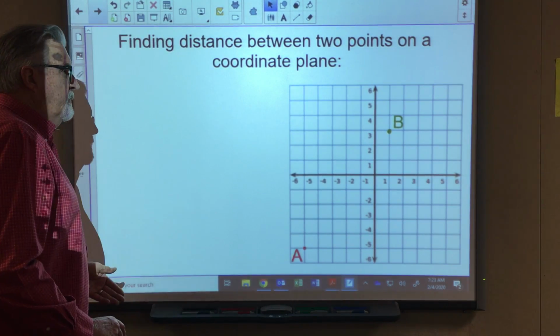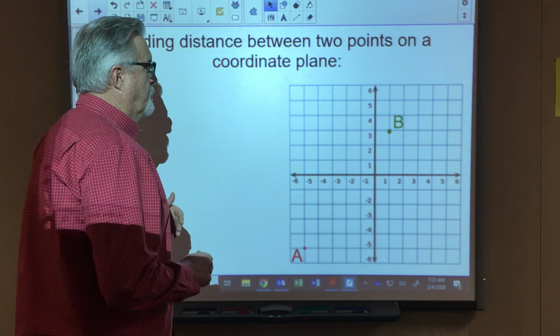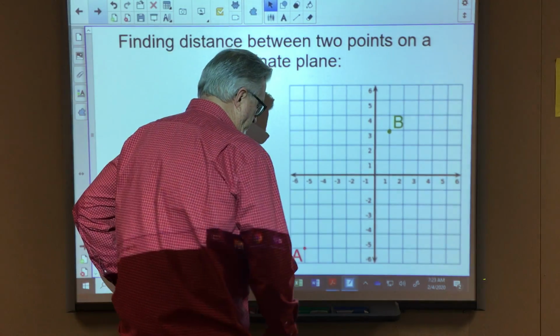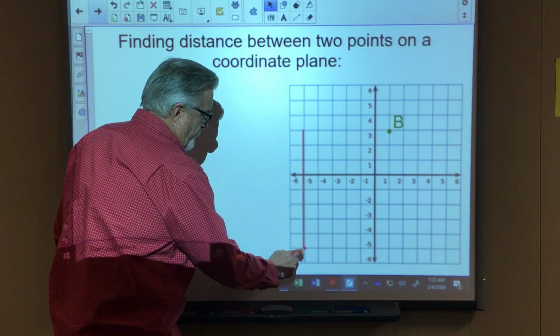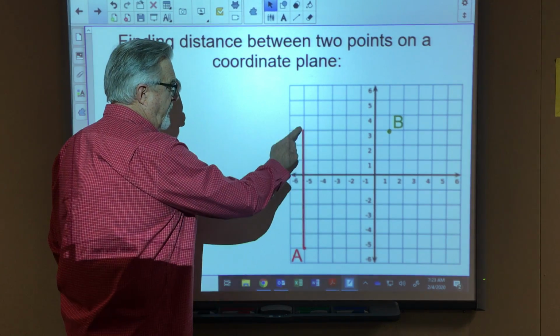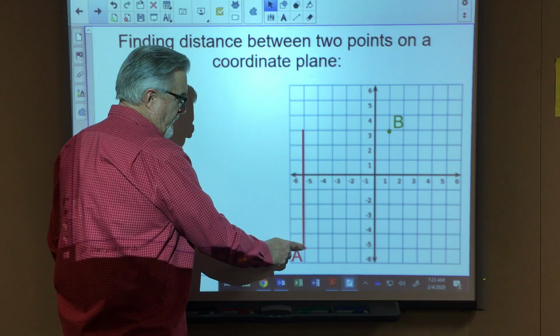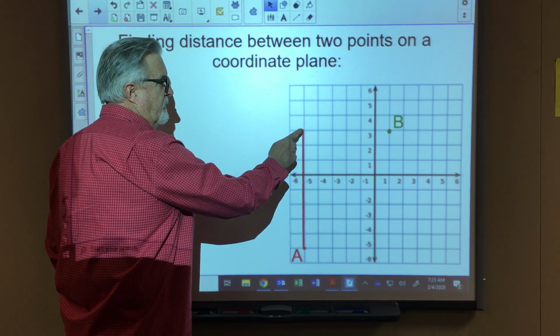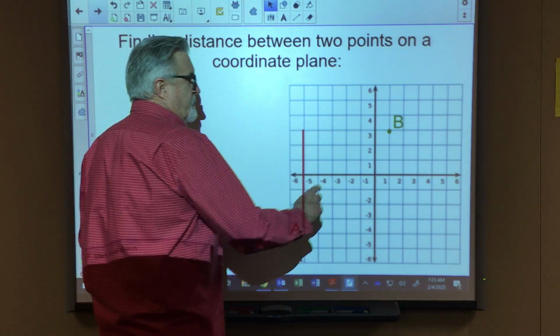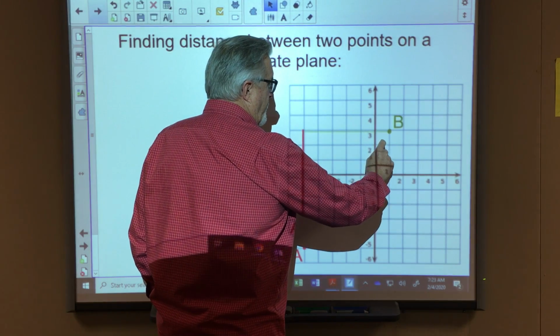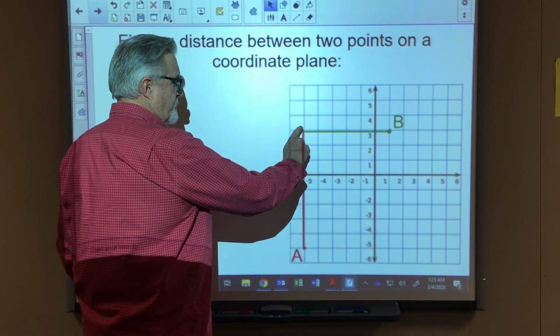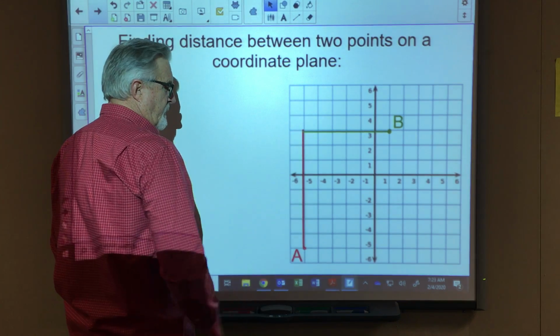So what we need to do is form a right triangle between point A and B. We're going to take our straight edge, and from the point A, we're going to draw a line going up to the same line that B is on. Then we're going to do the same thing from B. We're going to go from B, and we're going to draw a line to where we intersect the line coming up from A.